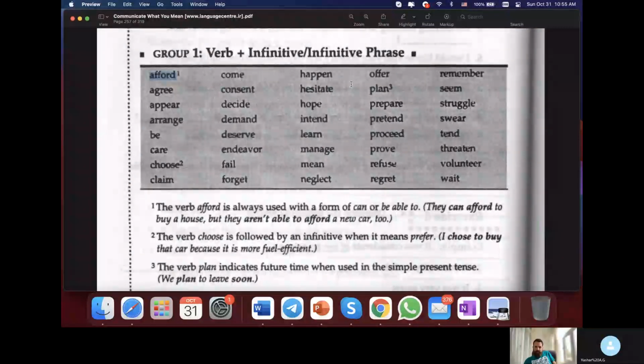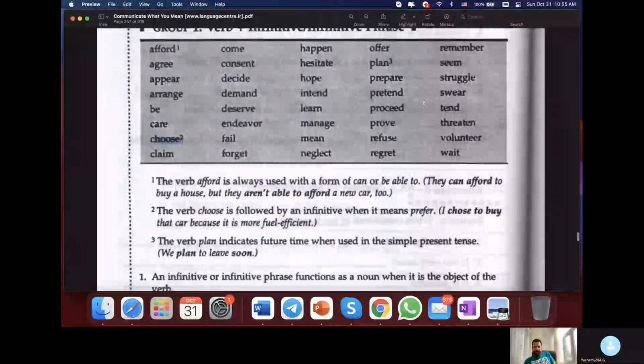Number 2 is the verb choose, I think. The verb choose is followed by an infinitive when it means prefer. I choose to buy that car because it was more fuel efficient. The verb plan, number 3, indicates future time when used in the simple present tense. We plan to leave soon, means we are going to go.